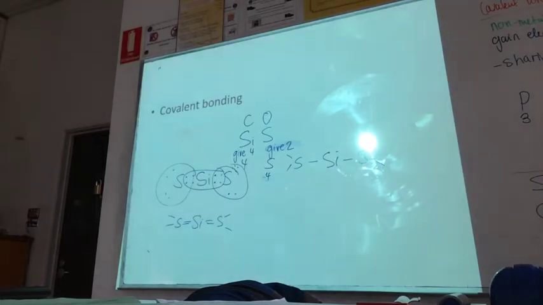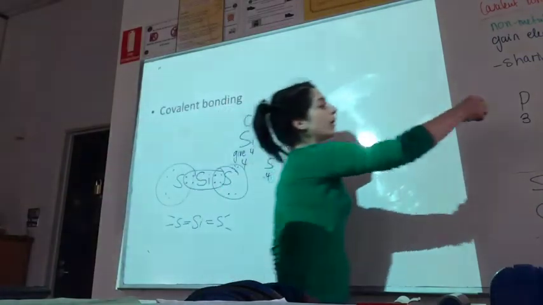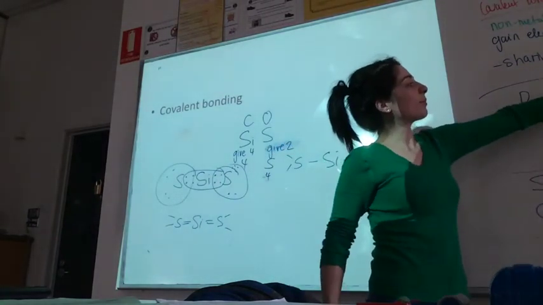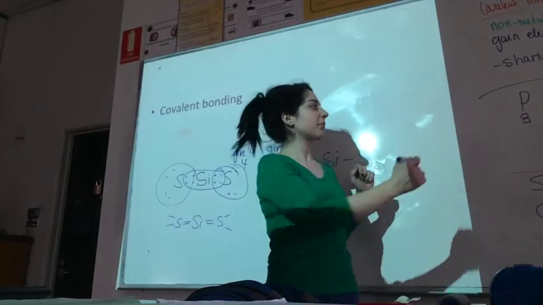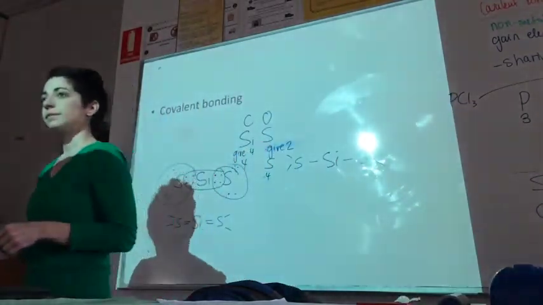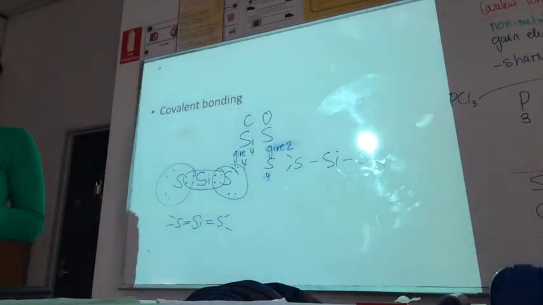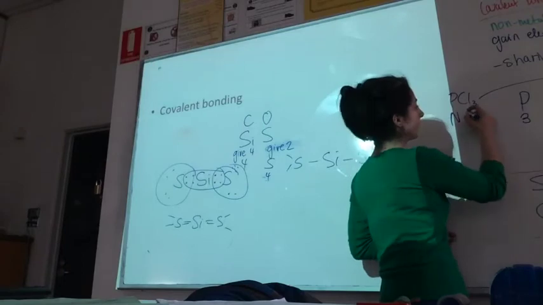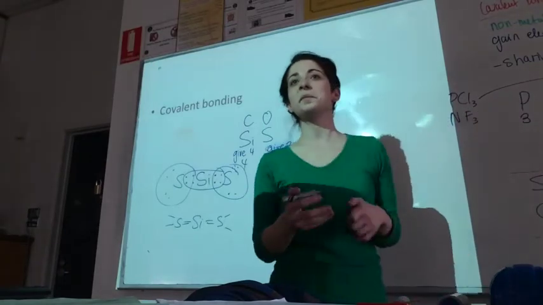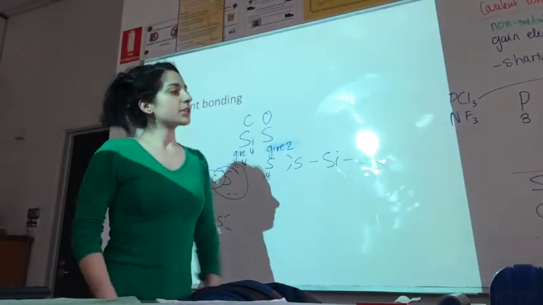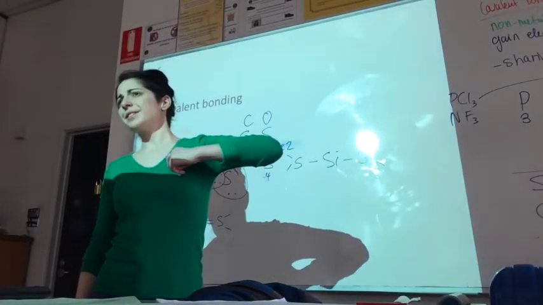Alright, so why don't you guys just quickly predict something that will have the same shape as PCl3. Yes? N and F3. Yep. It'll be exactly the same. Okay, so do you want me to just go through the other ones now?